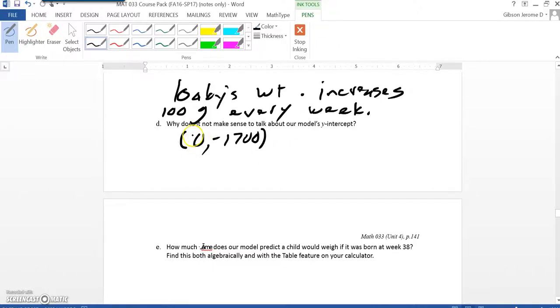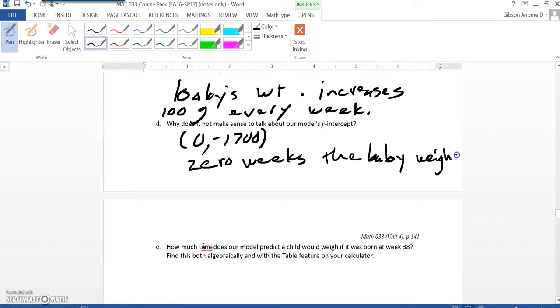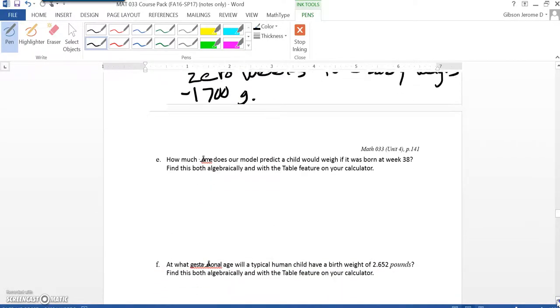Picking up where we left off, it says, why does it not make sense to talk about our model's y-intercept? Now, our y-intercept was (0, -1700). So this is saying that at 0 weeks, the baby weighs negative 1700 grams, which we know is impossible. That's why the y-intercept of this model doesn't make sense.